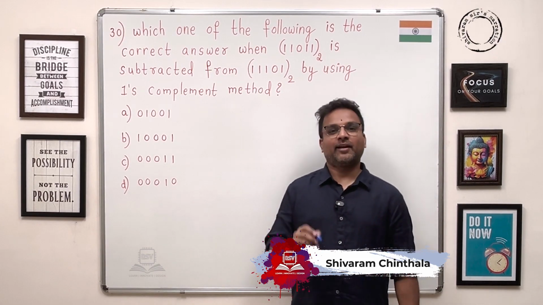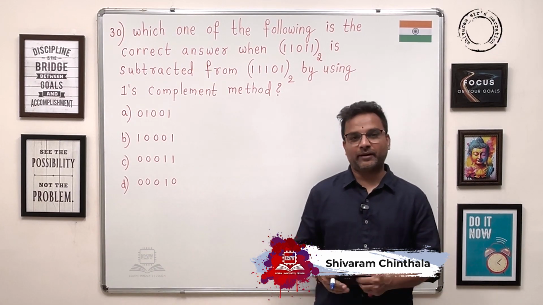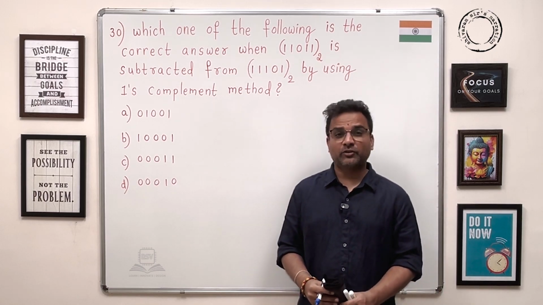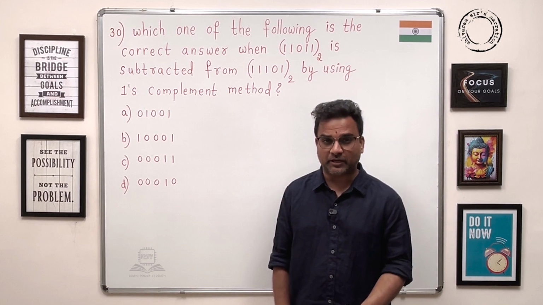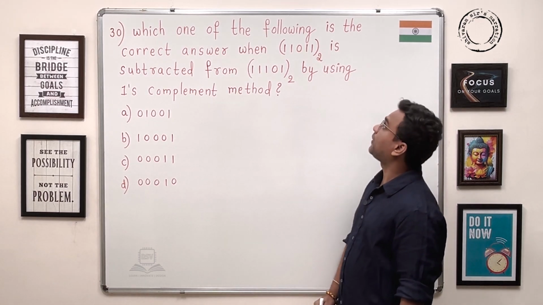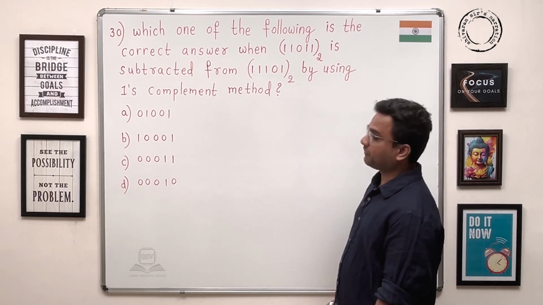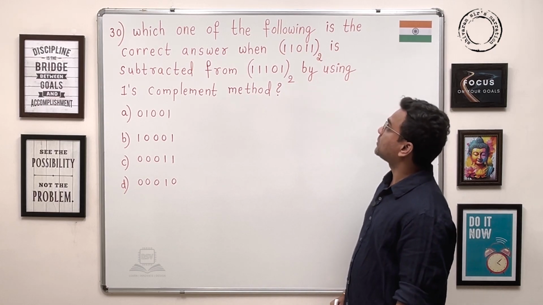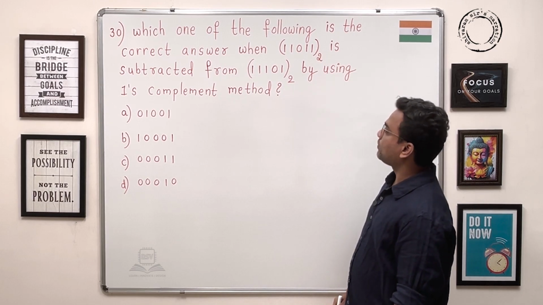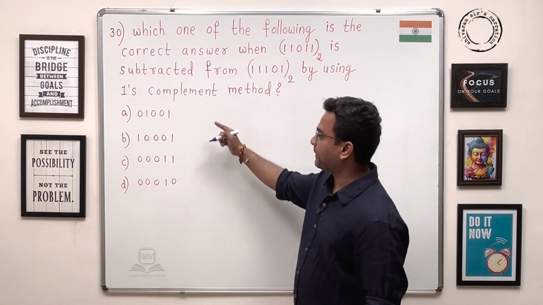Let's start regarding 1's complement in a single video. Yes guys, this video gives you the clear representation regarding 1's complement. Let's see the question. Which one of the following is the correct answer when 11011 base 2 is subtracted from 11101 base 2 by using the 1's complement method?